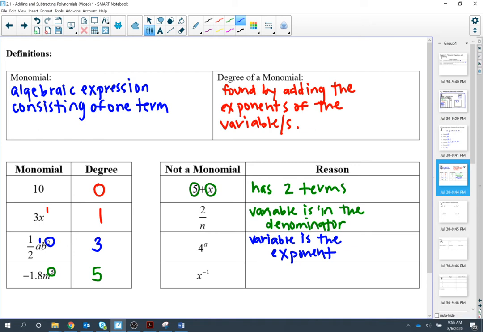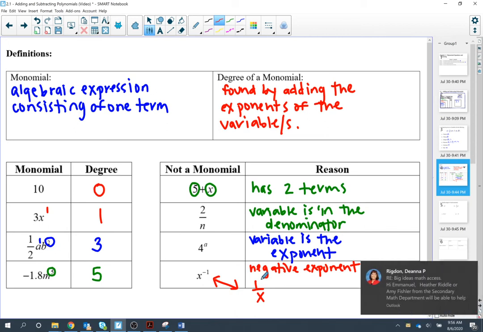And then last but not least is x to the negative 1 power. This is not a monomial, and the reasoning here is you have a negative exponent. That's not allowed. If you remember your exponent rules, what that negative exponent actually does is flip this to 1 over x. These are the same expression. And the second I flip that using that negative exponent, it goes back up to the second one that says 2 over n, where you have a variable in the denominator, and that's not allowed. Okay, so just make sure you know the difference between what a monomial is versus what a monomial is not.